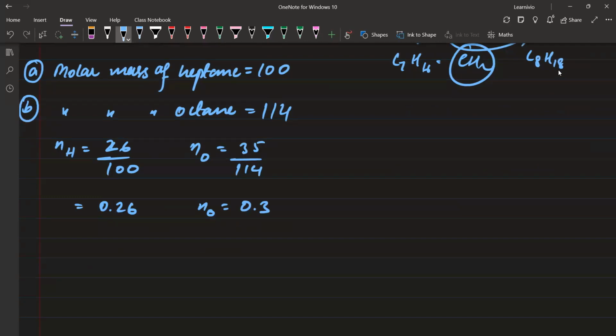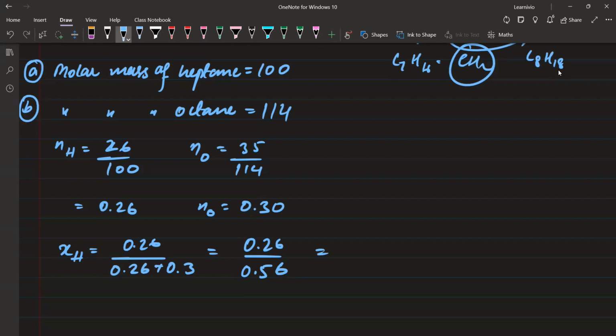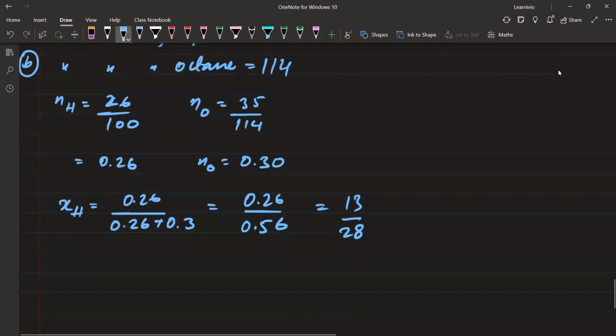0.30 or 0.31, you can take either of them. 0.30. And the mole fraction of heptane, H, will be equal to 0.26 divided by 0.26 plus 0.3, which will be equal to 0.26 divided by 0.56. Now this can be reduced, approximately 26 upon 56. It will be 13 upon 28. This is the mole fraction of H.